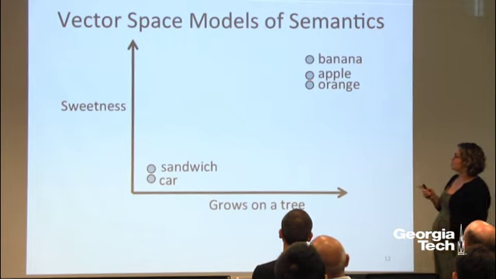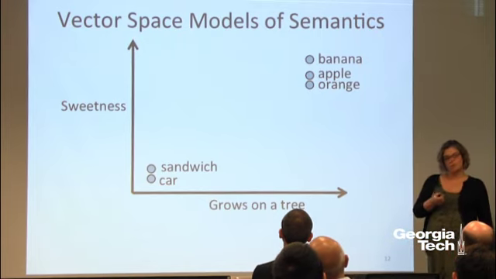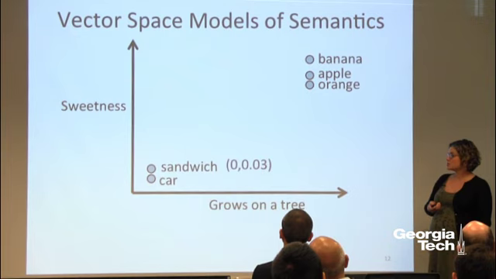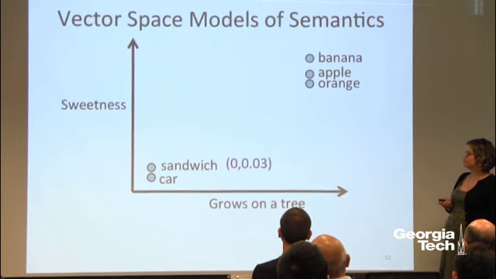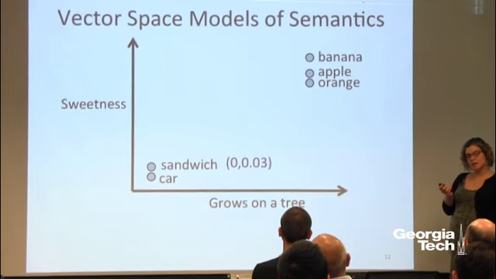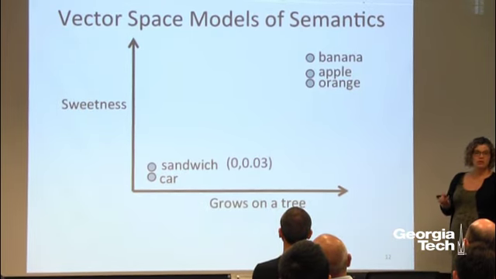So here, in a vector space model of semantics, every word is a point, and so every word is assigned a list of numbers. So here in the two-dimensional space, the list of numbers will have 2 elements. So here, sandwich is 0 and 0.03 because it's a little bit sweet and doesn't grow on a tree. So every word would get a list of numbers, and that's how we tell which words are similar. They will have lists of numbers that are similar.